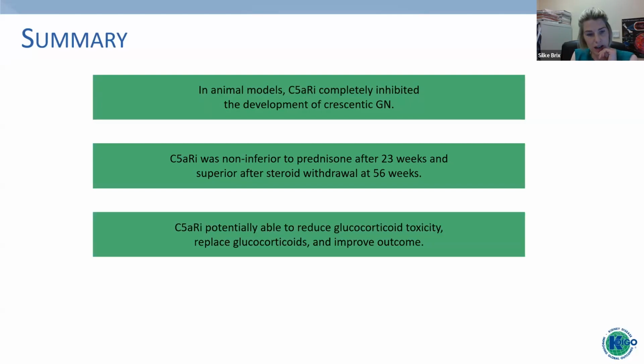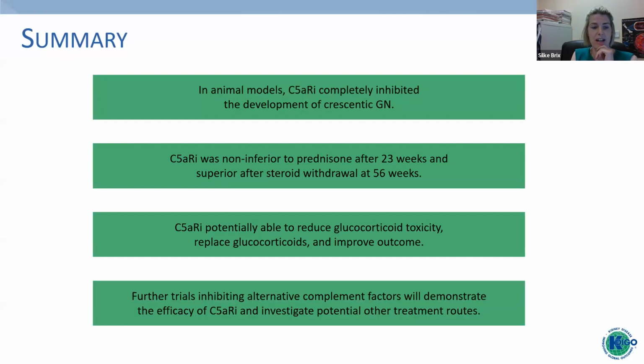And that means we can reduce glucocorticoid toxicity, we can hopefully replace it, but I would hope that we also will be able at some point to further improve outcome of patients, and that demands that we have further trials inhibiting the alternative complement factors, and that will hopefully demonstrate how the efficacy of C5a receptor inhibition and investigate further routes.